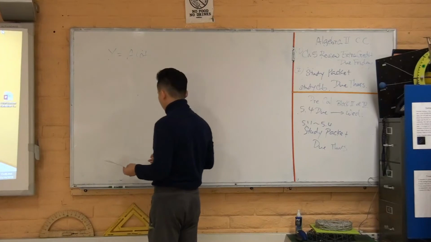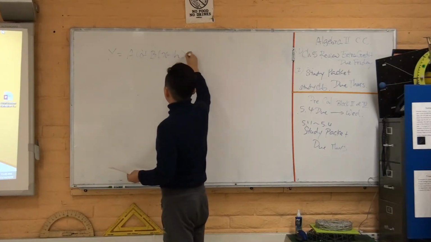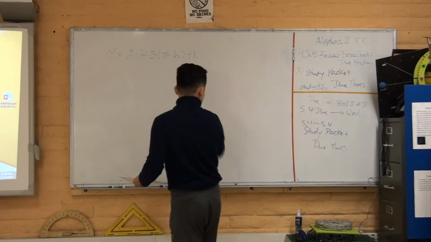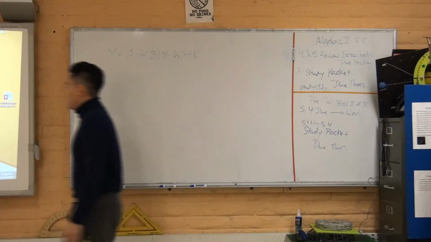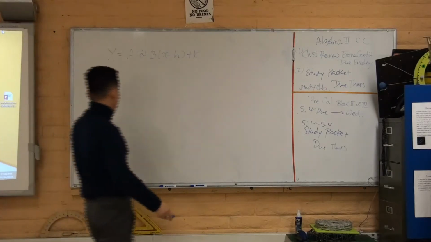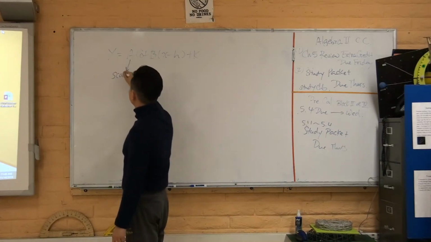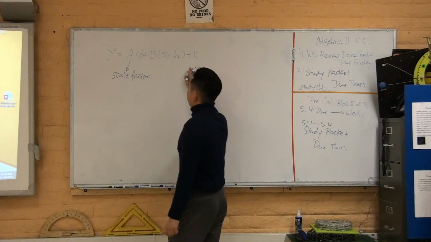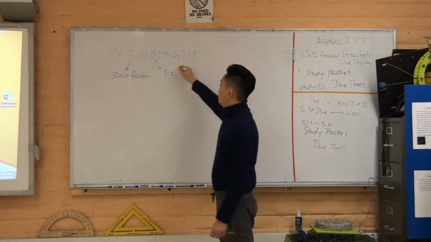So A cotangent of B times the quantity of x minus h plus k. So you might be wondering, how do we set up that amplitude and period? The way to come up with that, for cotangent there's no amplitude involved, so A is just a scale factor. B is a scale factor as well, but that's the one we use to find the period. So period for cotangent is always pi over b.